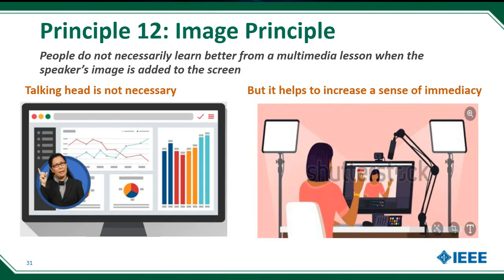Number 12, image principle. People do not necessarily learn better from a multimedia lesson when the speaker's image is displayed on the screen. On the left-hand side, you are seeing this talking style video, which is very common in online learning. Interestingly, to my surprise, the research is showing that talking head is not necessary to promote students' comprehension over the learning material.